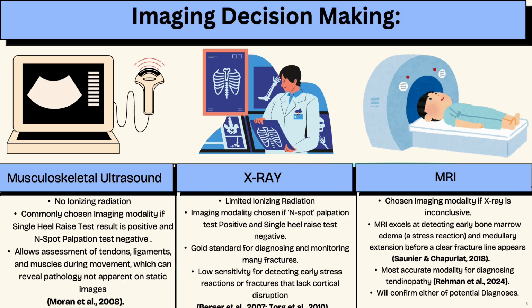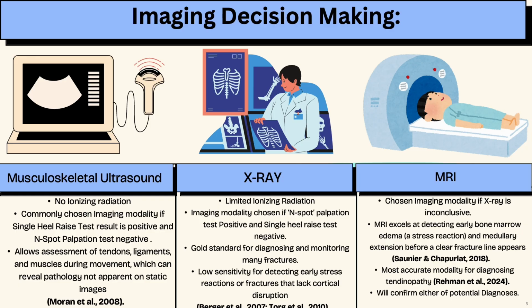When considering imaging for Daniel, it's important to choose the most accurate and appropriate technique, one that provides accurate diagnostic information while minimizing unnecessary radiation exposure. Our choice of imaging should be guided by physical examination results. For instance, if Daniel's end-spot palpation is negative but his single heel raise test is positive, the pain is more likely tendon-related rather than bone-related. In this case, a musculoskeletal ultrasound will be the most suitable imaging option.